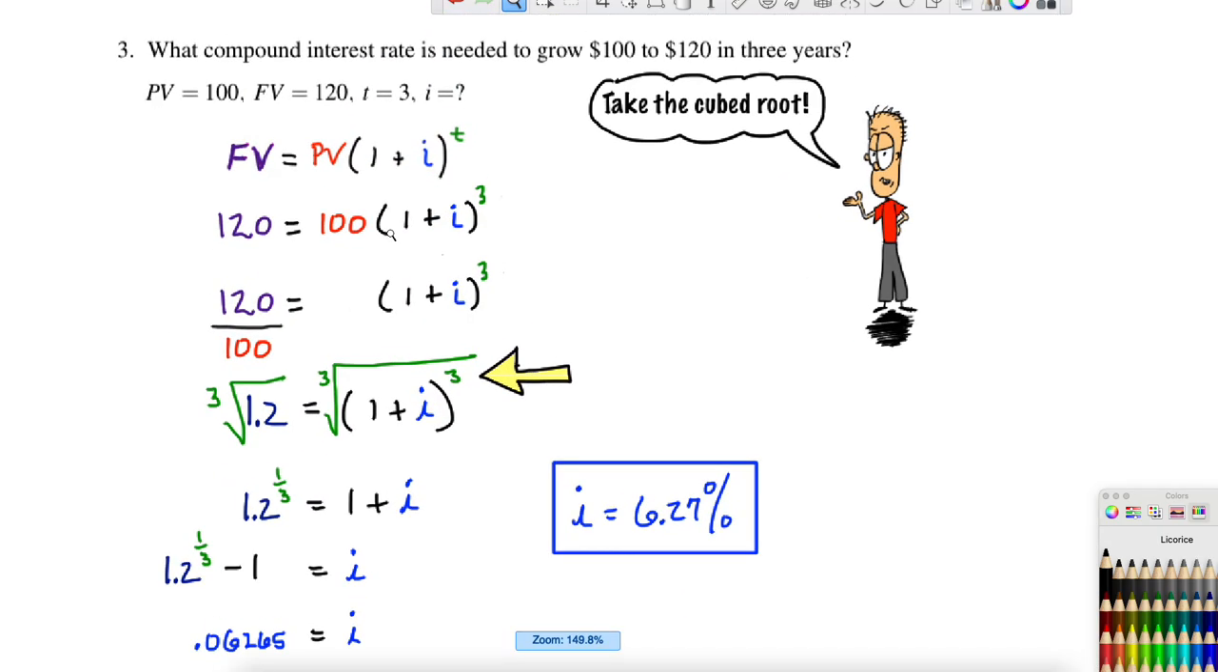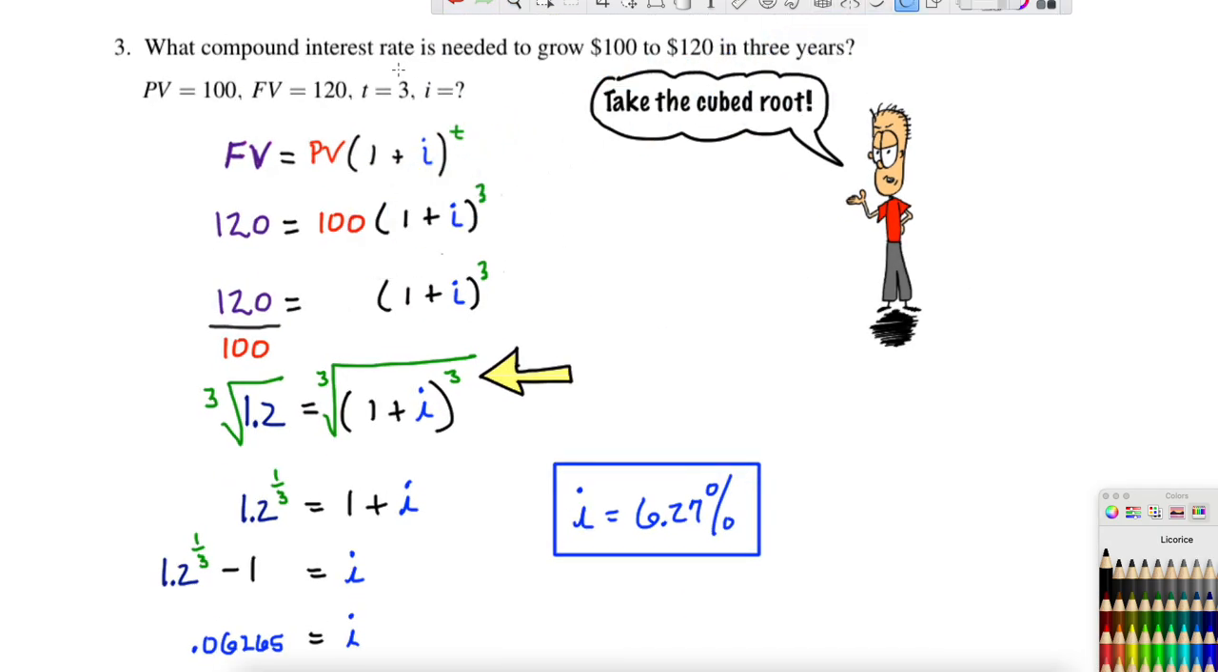Okay, and this last one here: what compound interest rate, looking for i, is needed to grow 100 to 120? So 120 is our final value, and 100 is our principal that we're starting with. And then we're saying 3 years, so we have raising to the 3. Okay, so we need to peel away everything to get i isolated. First step, divide by 100. So 120 divided by 100 is 1.2.